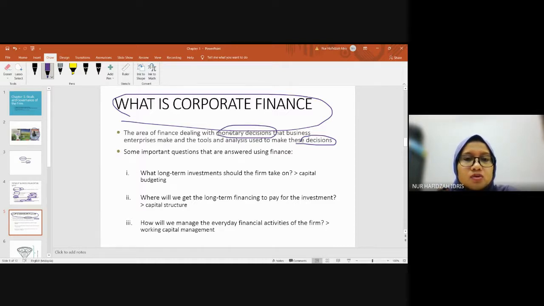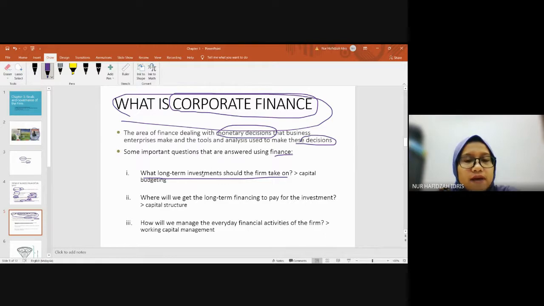Okay, so there are several questions that are frequently asked in the corporate finance. So again, what does it mean by the corporate finance? Corporate finance is about managing funds regarding the monetary decision. So number one important question that is used in managing finance. Number one is what long-term investment should the firm take on? What long-term investment should the firm take on?